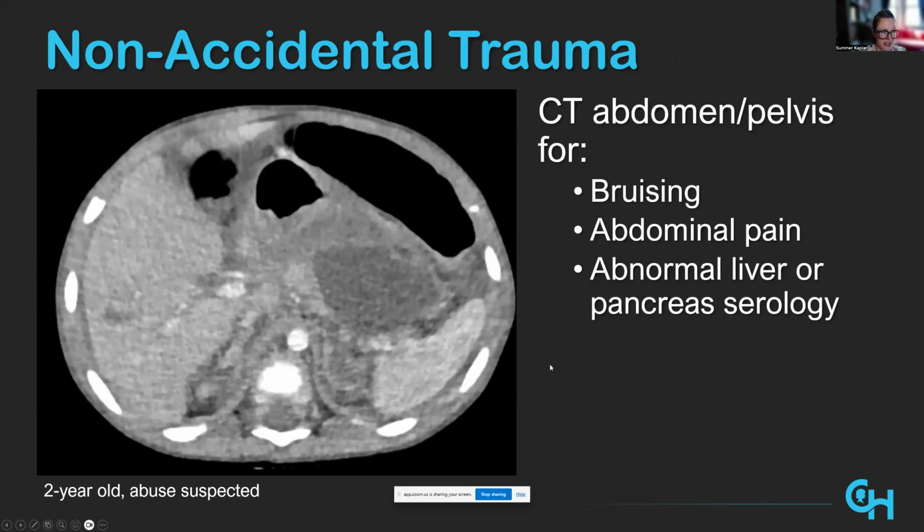You may also want to do abdominal CT in non-accidental trauma, and things that might lead you to do CT would be bruising on the abdomen, abdominal pain, or abnormal liver or pancreas enzymes if you're doing a blood draw. So this kid has an adrenal hemorrhage, which is very concerning. Adrenal hemorrhage tends to be a sign of a very high severity injury. It's difficult to get the adrenals to bleed outside of the neonatal period. So that's very concerning. And then we have a laceration here, which we're not seeing the entire extent of, as well as some poor definition of the pancreas. This is an example of one of those lower dose pediatric CTs where you have a little bit of speckle artifact.